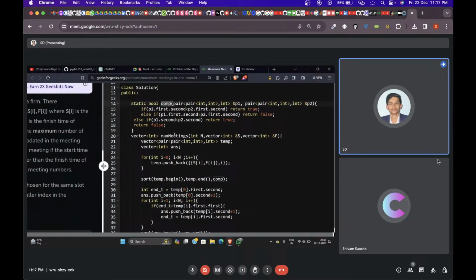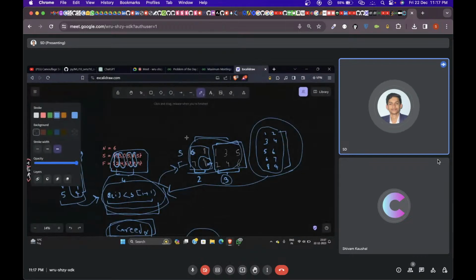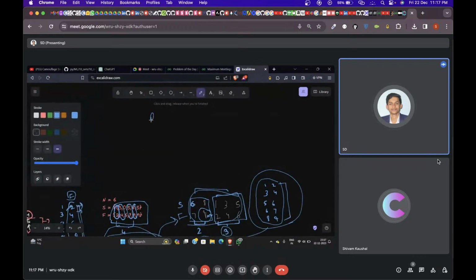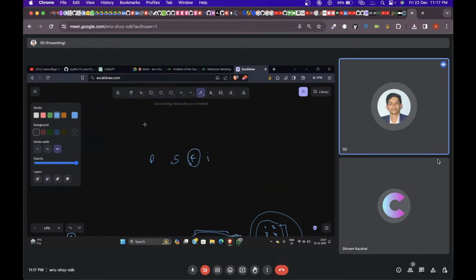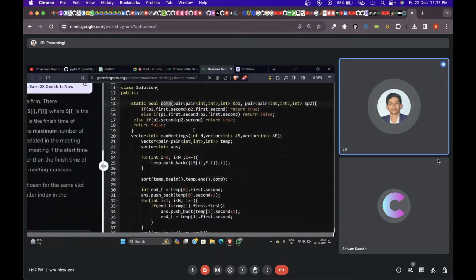Now why is that? Because there are three elements available in a pair. The first one is the starting time, the second one is the finishing time, and the third one is the index of the array. And I want to sort on the basis of finishing time. If I simply use the sort function, it will sort on the basis of these three values. But I want my array to be sorted on the basis of finishing time. That is why I applied this comparison function.